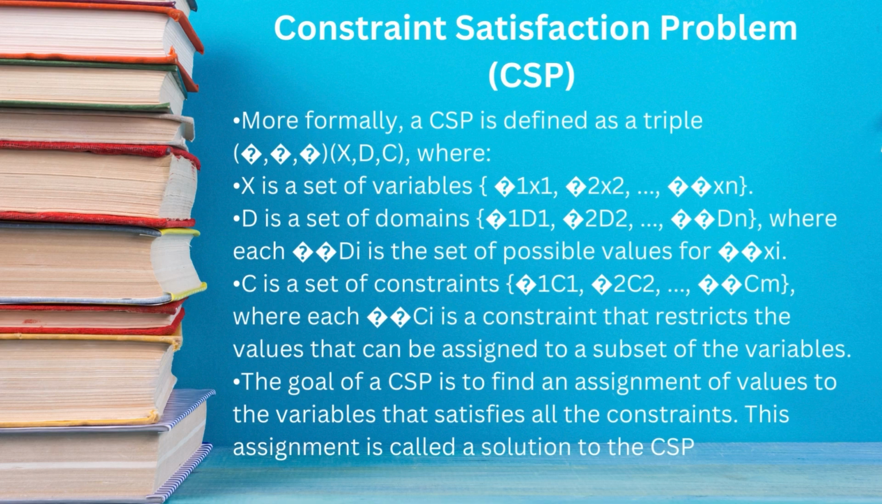The goal of a CSP is to find an assignment of values to the variables that satisfies all the constraints. This assignment is called a solution to the constraint satisfaction problem. So, now have a look at solving constraint satisfaction problems.